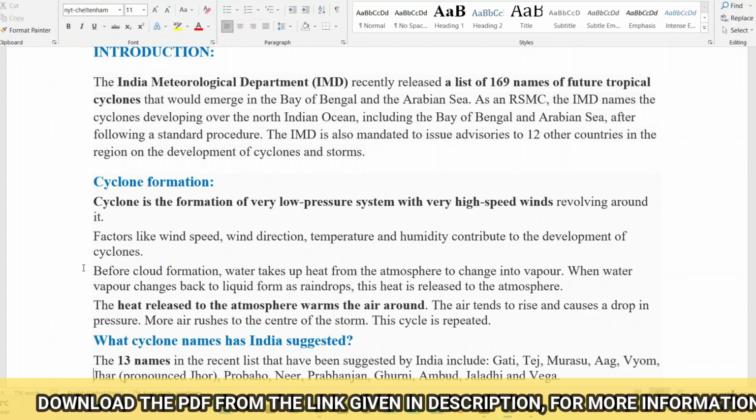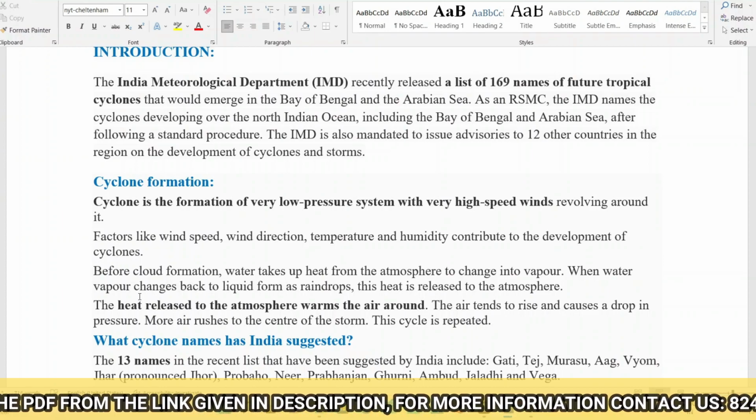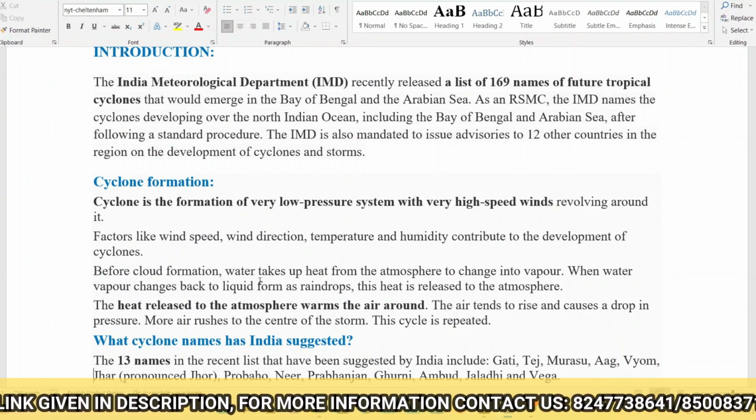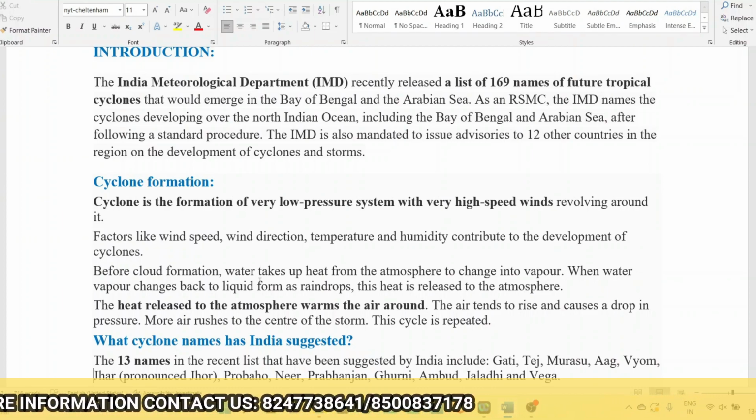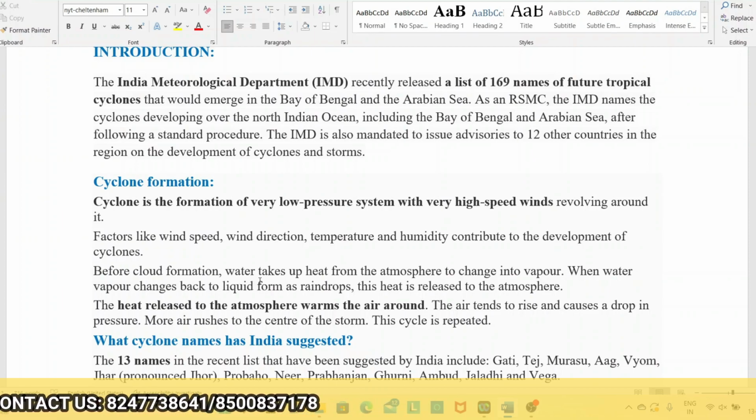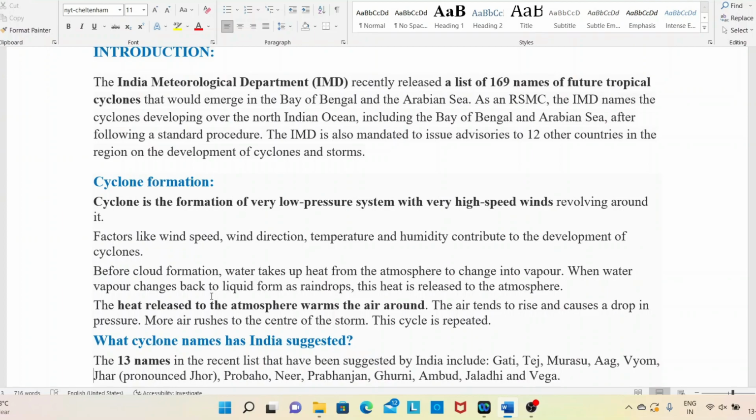Another important point: before cloud formation, water absorbs heat from the atmosphere to change into water vapor. When the water vapor changes back to liquid, it forms raindrops.